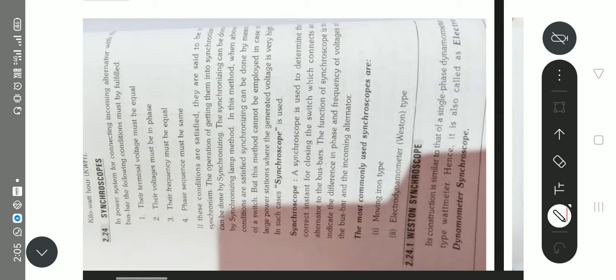The function of the synchroscope is to indicate the difference in phase and frequency voltage. We can measure both the voltages, whatever error is there in that machine. We can control it by connecting the synchroscope to the bus bars of the alternator. Okay.